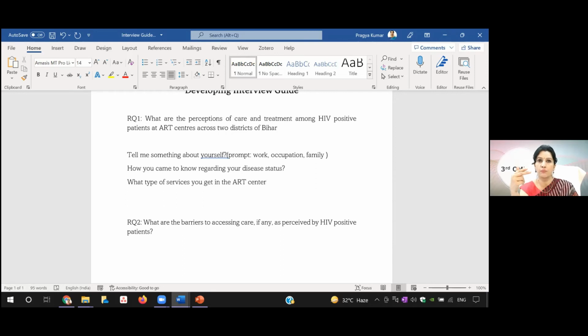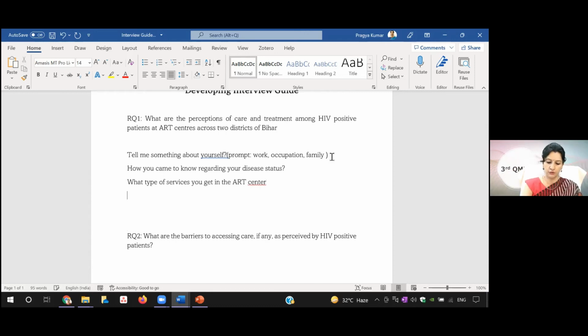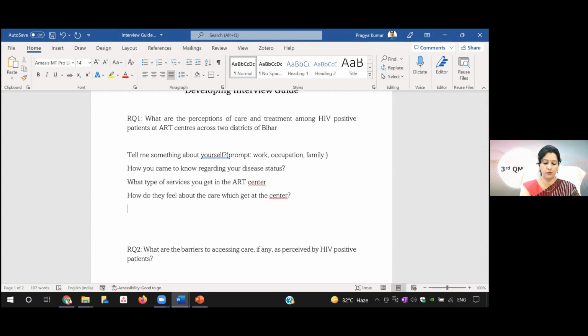So once you've asked regarding these services, because the first is the perception and care of treatment, you need to ask what component of care and treatment they are getting, and then you may ask the perception. And then you may ask how do they feel about the care which they get at the center. Then again, if they come there for follow-up also, you may ask how the follow-up is done there.